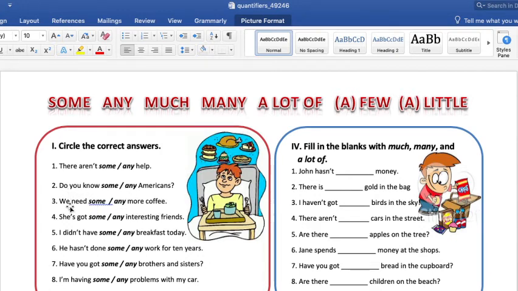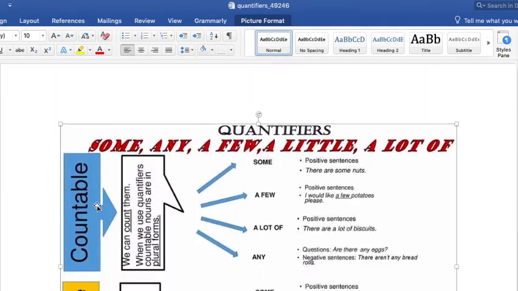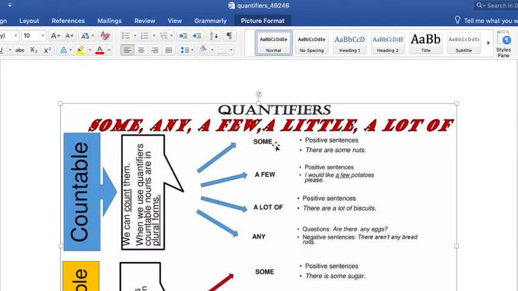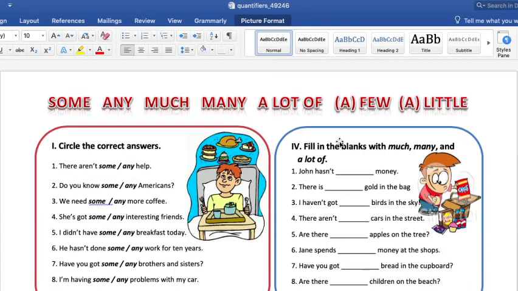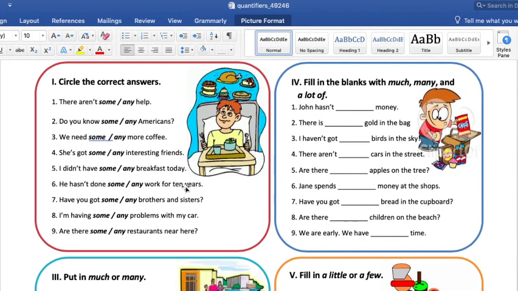First, we determine the sentence. This is an affirmative sentence. We need is affirmative. And we go back to some. Some is used with affirmative or positive sentences. So the right answer here is some. So I'm gonna leave this practice up to you.